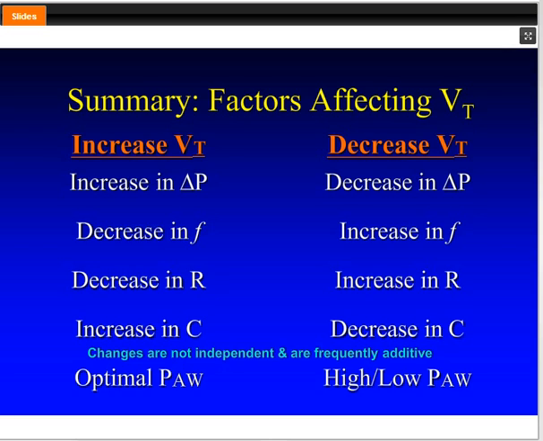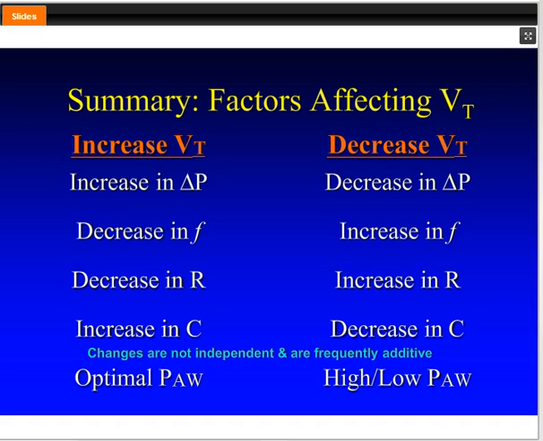Things that decrease tidal volume are a decrease in delta P, an increase in frequency, an increase in resistance, a decrease in compliance, and either having your lung at too high or too low a lung volume, meaning too high or too low a mean airway pressure from that standpoint.